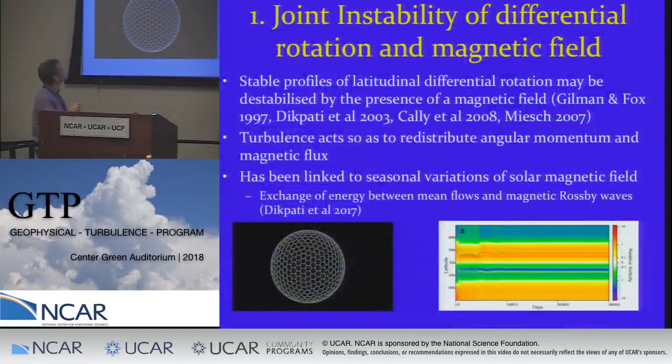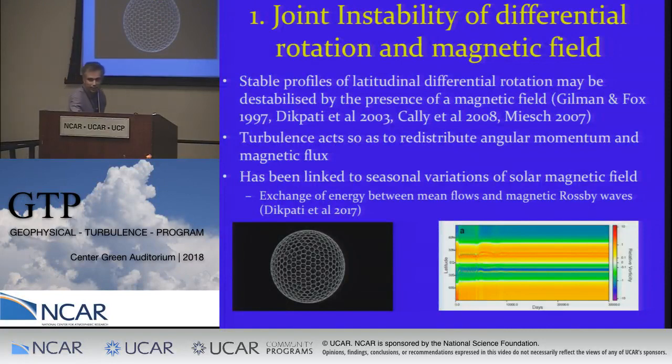Okay, so let me just introduce this model. There are situations where if you have a latitudinal differential rotation, it's stable hydrodynamically, but if you add a magnetic field, it actually undergoes a joint instability. So all the energy is derived from the shear flow, and the magnetic field acts as a conduit to allow instability. Okay, so stable profiles of latitudinal differential rotation may be destabilized by the presence of a magnetic field, and the turbulence acts so as to redistribute angular momentum and magnetic flux. And this is Mao Sumi's talk, so I won't say too much about it.